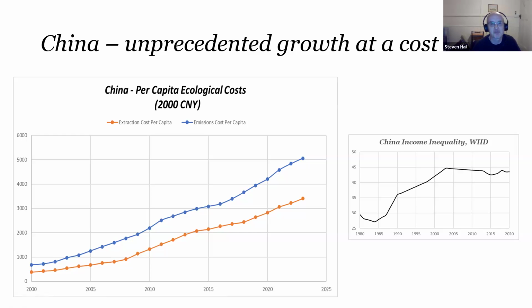So the material footprint of the Chinese economy and the emissions of the Chinese economy are, of course, still rising rapidly, not as rapidly as real GDP. In the case of China, income inequality since about the year 2000 hasn't changed very much, but there was a massive increase in inequality during the big years of reform in China in the late 1980s and 1990s. So China is an even more unequal society in terms of net income than the US is.